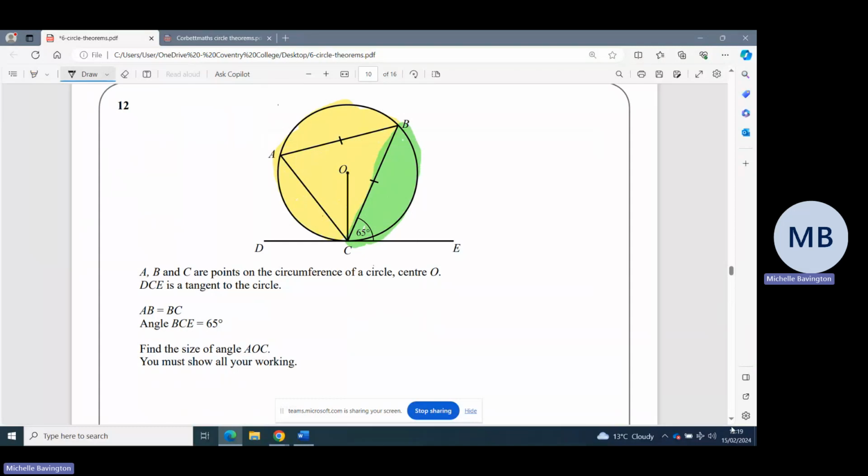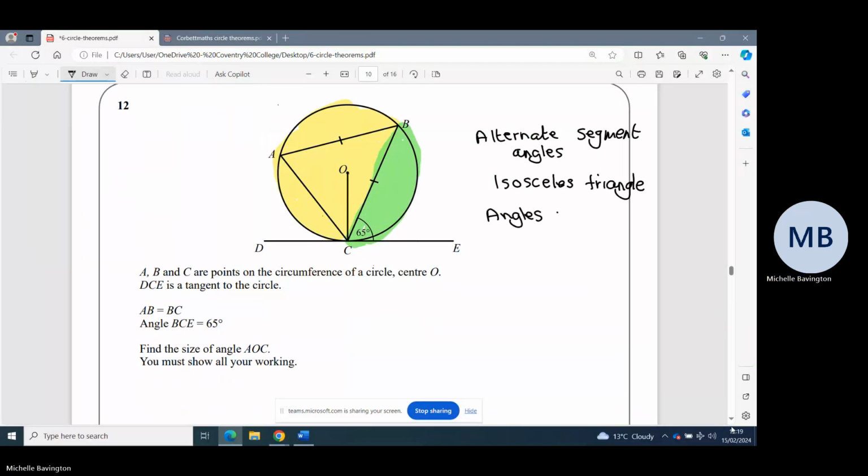Now, what I'm going to do here is I'm going to say the things you might need to know. Alternate segment angles. You might need to know about the isosceles triangle. What do you know about that? Angles in a triangle, you're definitely going to need to know angles in a triangle.